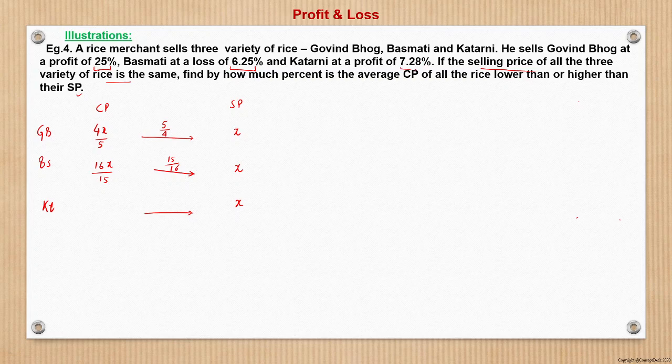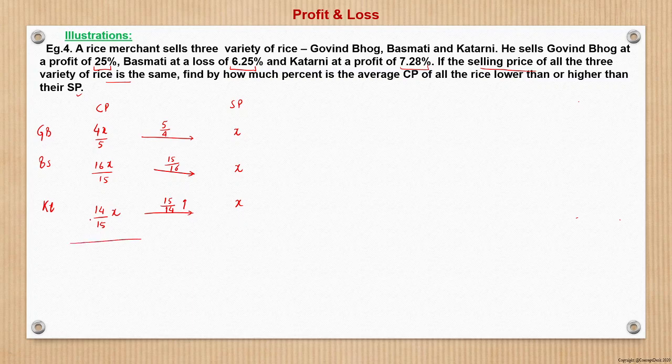And similarly for Katarni there is an increase of 7.14%. 7.14% is essentially 1 by 14. So an increase of 1 by 14 means it is 1 plus 1 by 14, which is 15 by 14, right? So from here the CP will be 14 by 15 x, right? So CP we have obtained, SP also we have obtained.